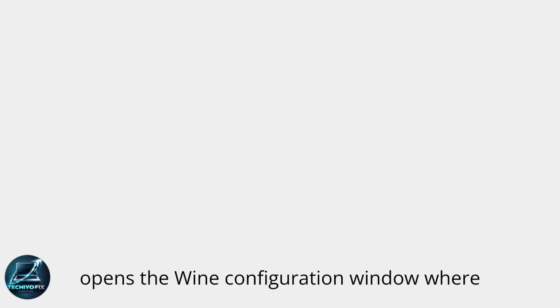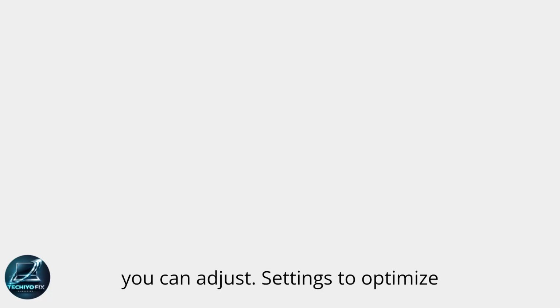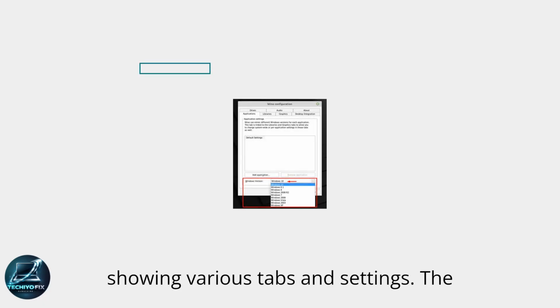To configure the Wine environment, enter the command winecfg in the terminal. This opens the Wine configuration window, where you can adjust settings to optimize Windows application compatibility. The Wine configuration window appears, showing various tabs and settings.